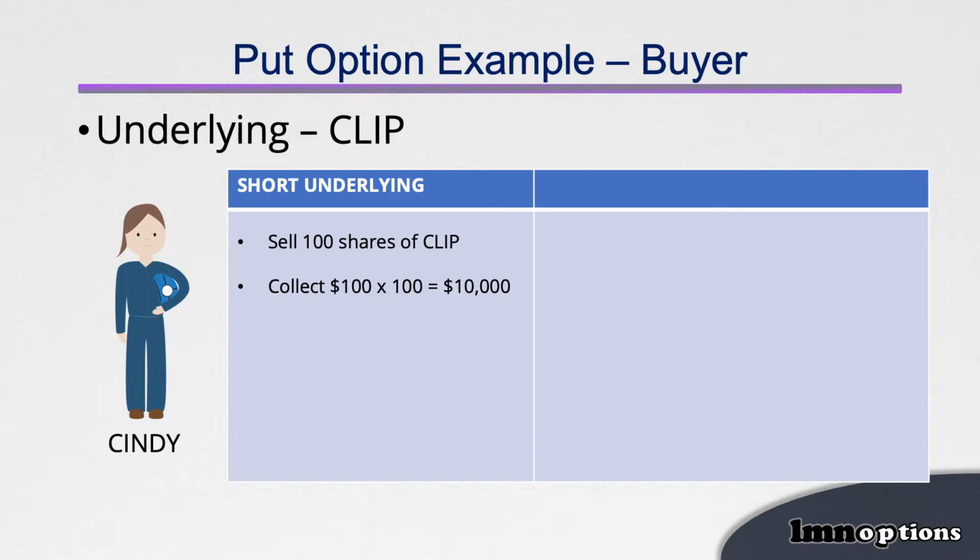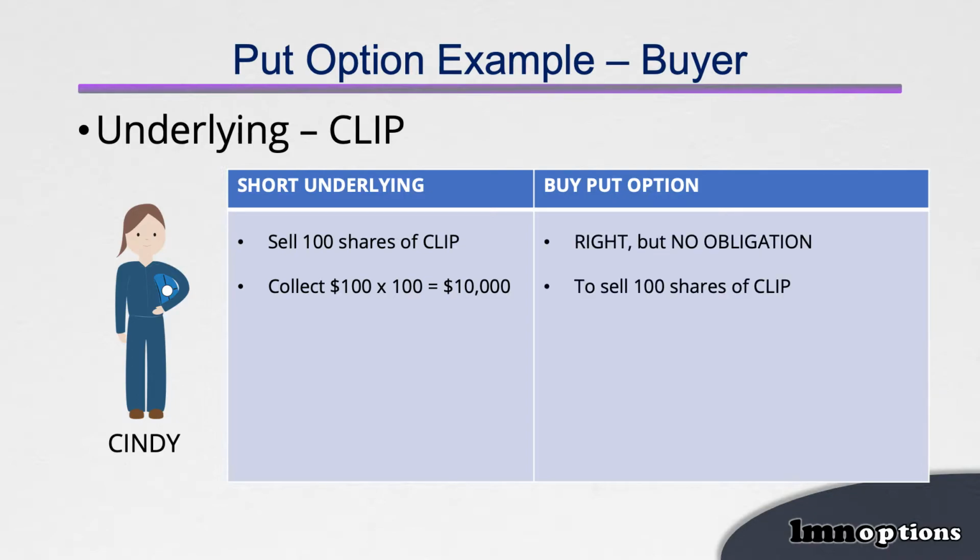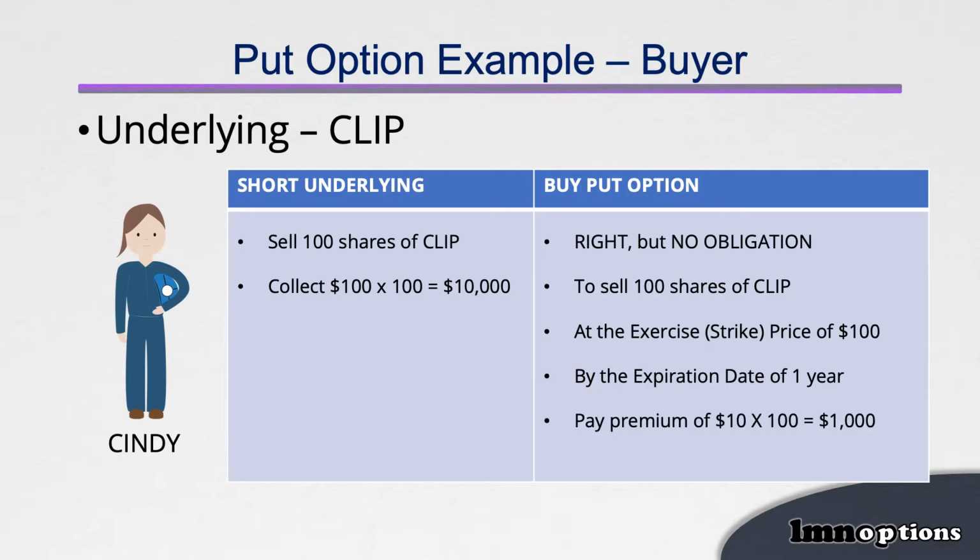$10,000. Alternatively, Cindy can buy a put option in Clip, which would give her the right, but not the obligation, to sell 100 shares of Clip at the exercise price of $100 by the expiration date of, let's say, 1 year. And for this option, she pays a premium of $10, which is a total amount of $1,000. So let's take a look at what could happen a year from now.